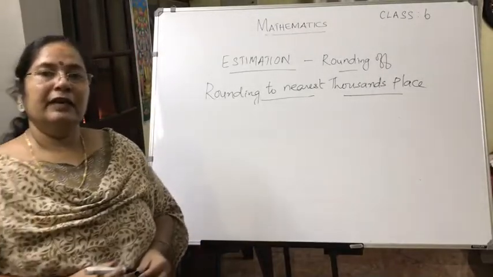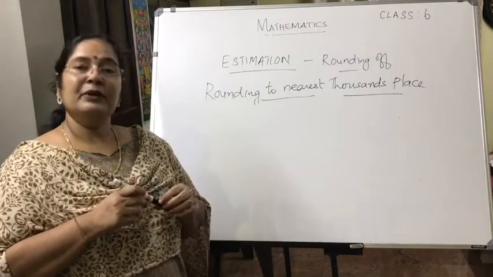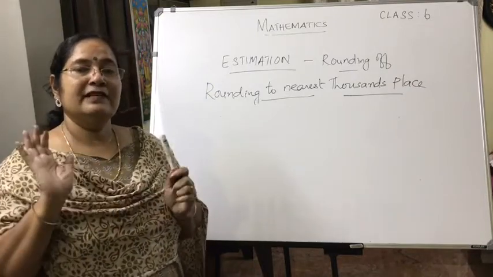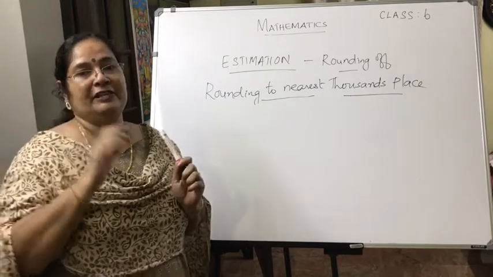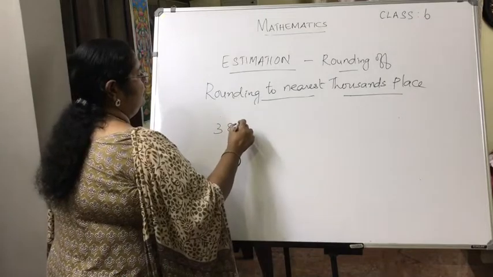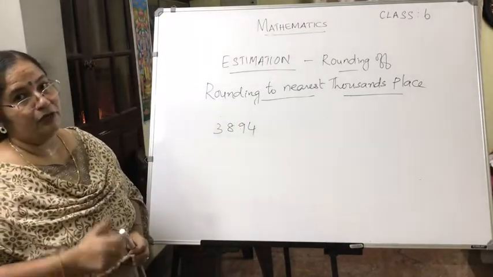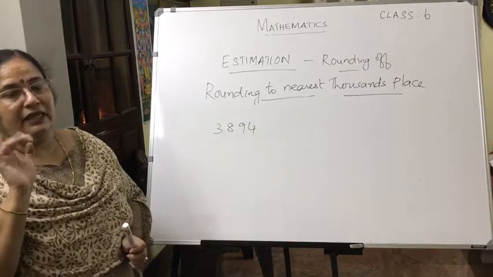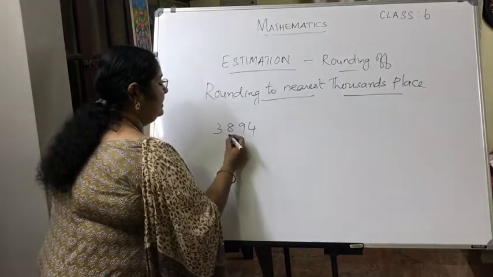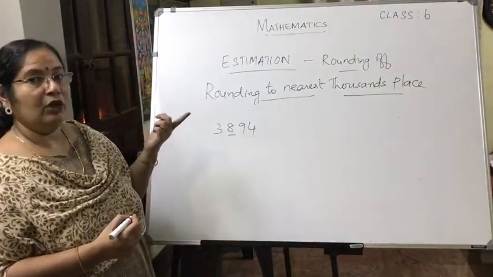Now we will be learning how to round to the nearest thousands place. Now you may know what rule is to be applied. To round a number to the nearest thousands place, which place digit will you have to look into? Hundreds place. So suppose you have 3894 to be rounded to the nearest thousands place. You will look for the digit in which place? Hundreds place. What is the digit in hundreds place? 8.